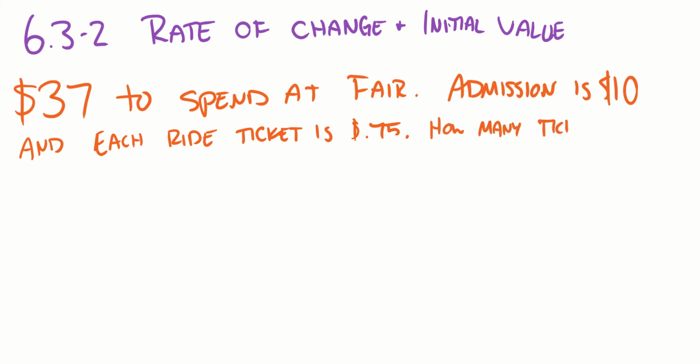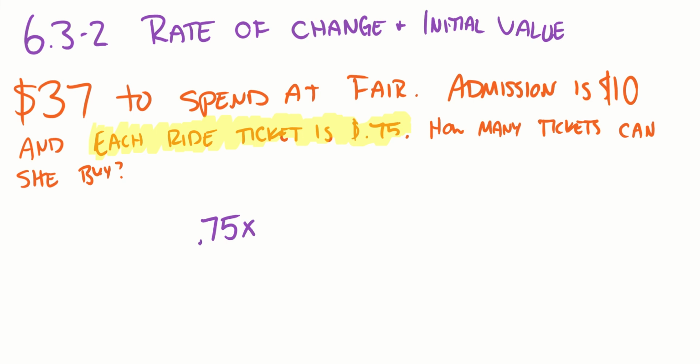How many tickets can she buy? Well, we need to make this into an equation. So we're going to say that each ticket is 75 cents. When we see things like each something or every something is a value, we know that's going to be our variable. So we're going to want to put 0.75x. That's our variable.